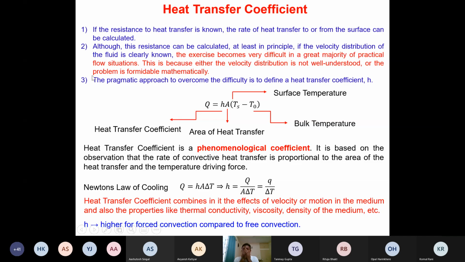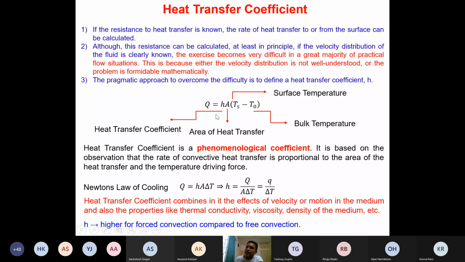Okay. So clearly, the pragmatic approach to overcome the difficulty is to define the heat transfer coefficient. So what is the heat transfer coefficient? All these resistances which we are not able to calculate easily are clubbed in a phenomenological coefficient or a constant which is referred to as the heat transfer coefficient h. So here h is nothing but a heat transfer coefficient which accounts for all the resistances and also other effects. Okay.